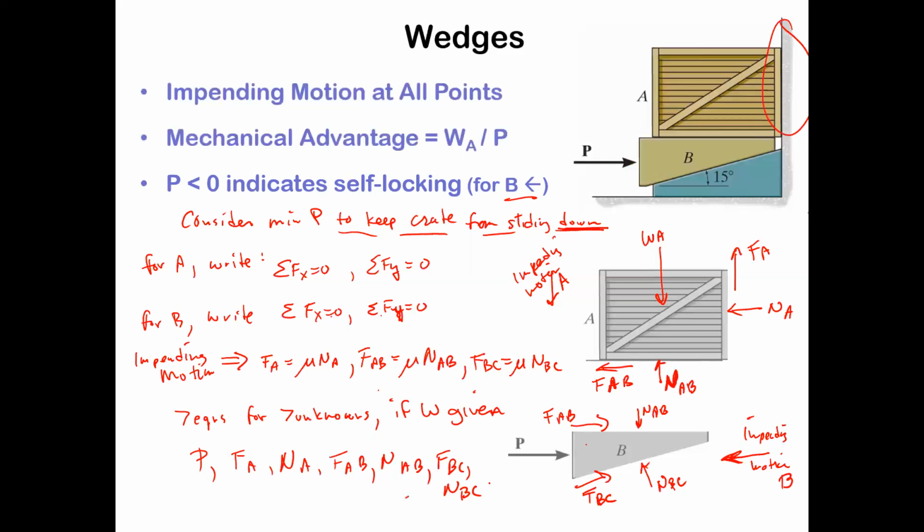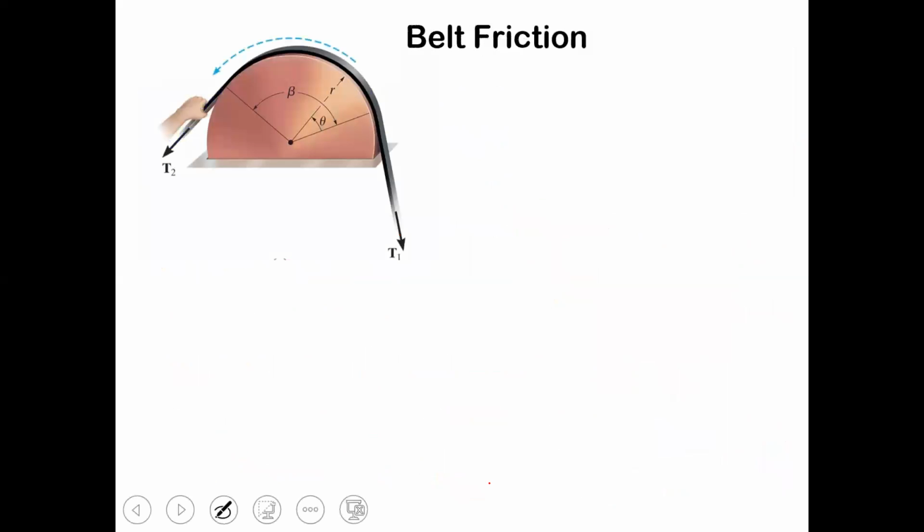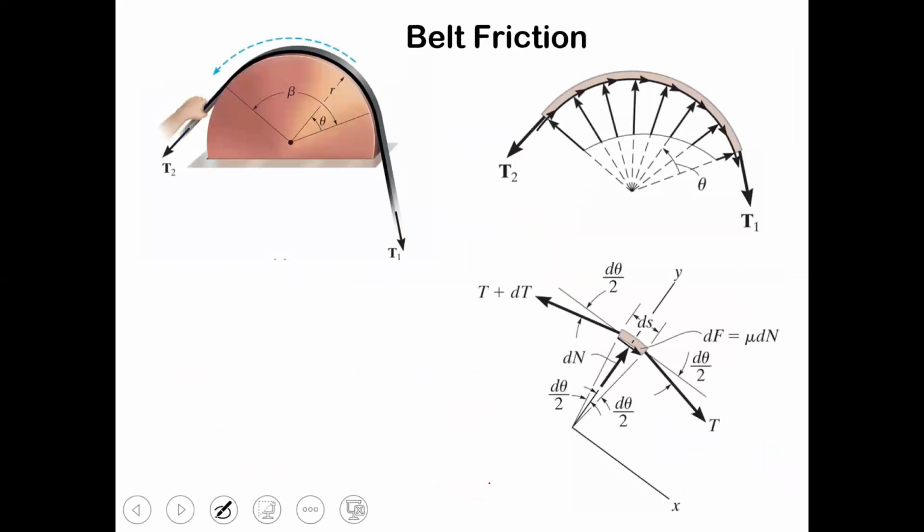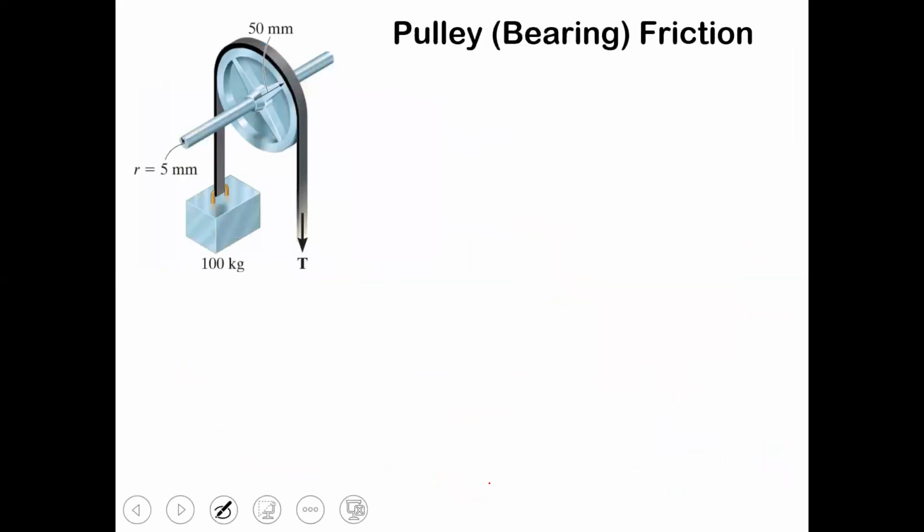We're going to have another lecture tomorrow, but a briefer lecture to wrap it up, and then we'll start doing some problem solving. The other two things we're going to look at are on the next handout. We got to the end of the second one, that's the end of wedges. So what's coming up tomorrow is belt friction and pulley bearing friction.